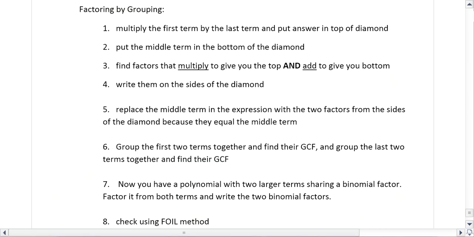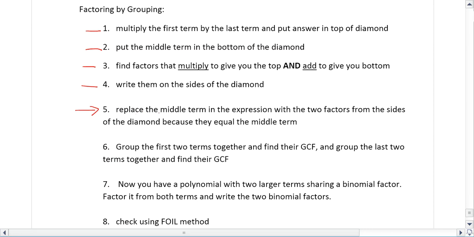Looking over these steps now, this first part should be extremely familiar because it's exactly the same as what we did with the diamond. Step 1, we multiplied the first term by the last and put it on top of the diamond. Put the middle term in the bottom of the diamond, and then find two factors that multiply to give you the top, at the same time multiply to give you the bottom, and write them on the sides of the diamond. Okay, so far very repetitious. This is where the new part comes in.